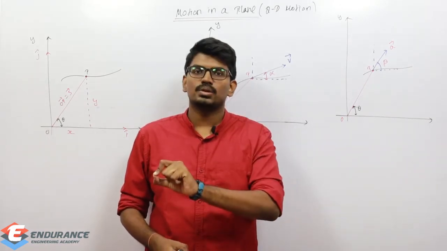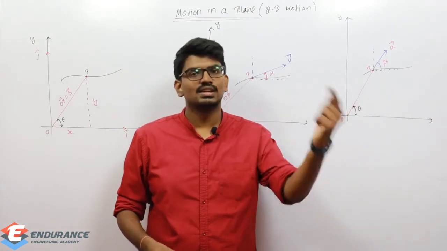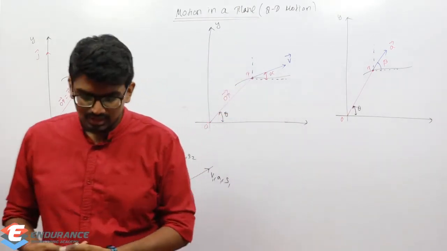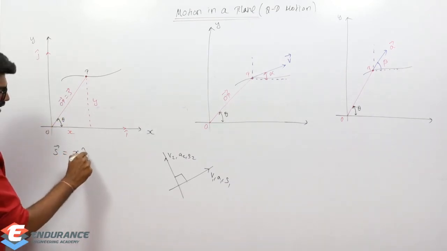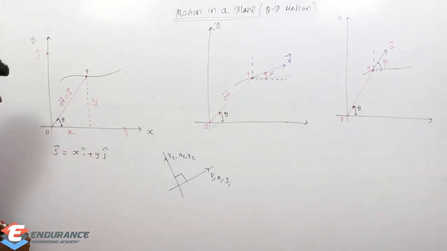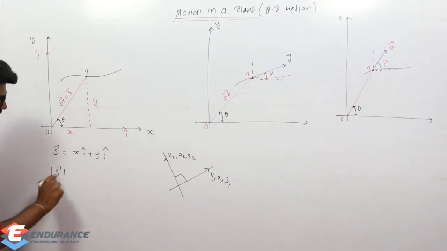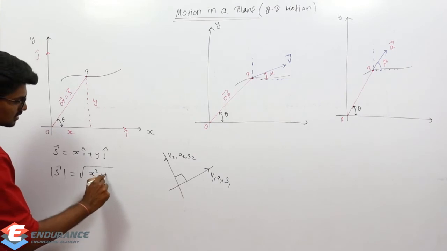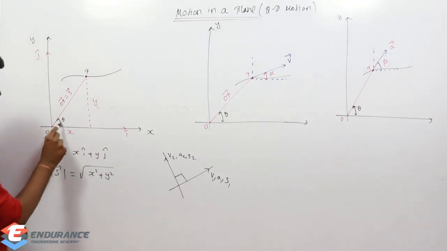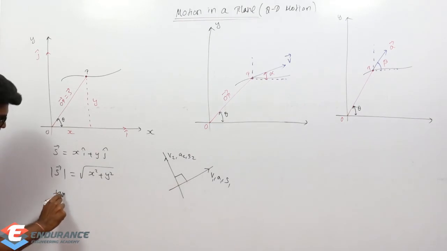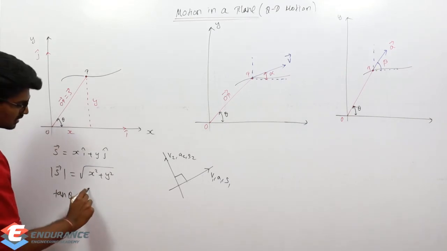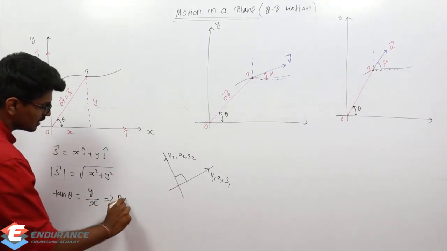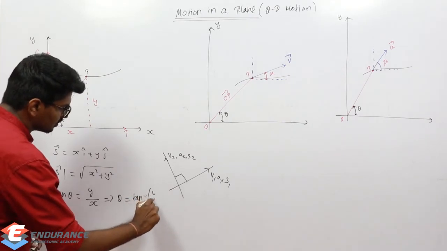So separately do the problem for the x axis, separately for the y axis, finally mix it, and you will get the resultant. Let us give some conclusions related to that. We already know that the S vector will be x i cap plus y j cap, and the magnitude of this S vector is root of x square plus y square. To find the angle, the direction, tan theta is opposite by adjacent. Opposite is y and adjacent is x, so tan theta is y by x, which implies theta is equal to tan inverse of y by x.